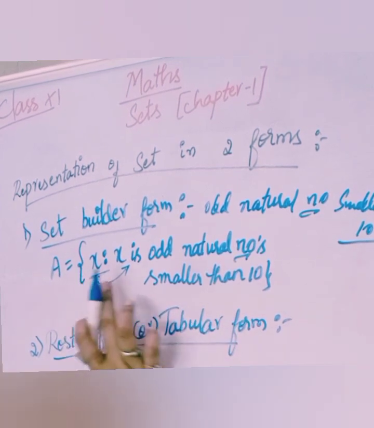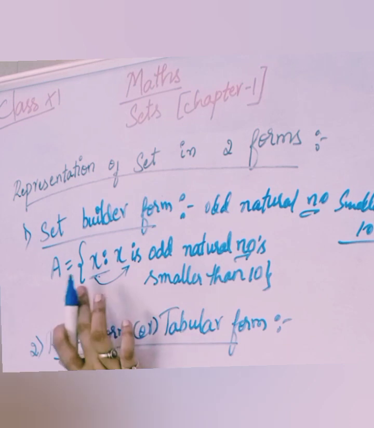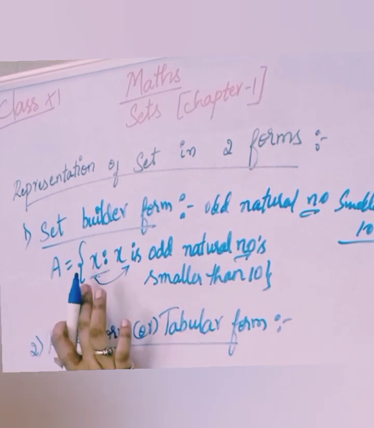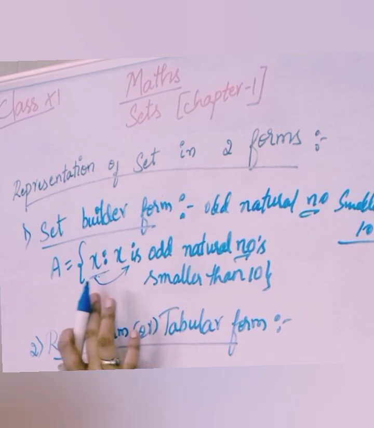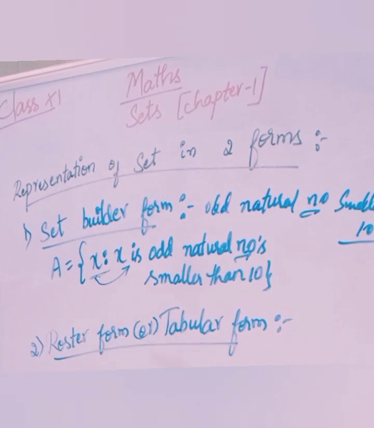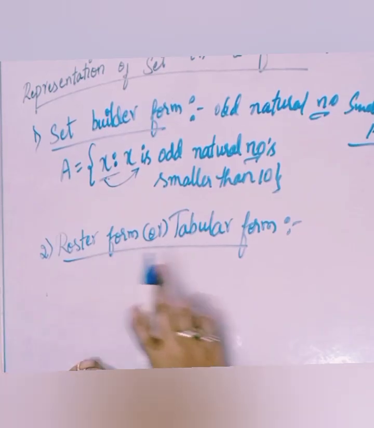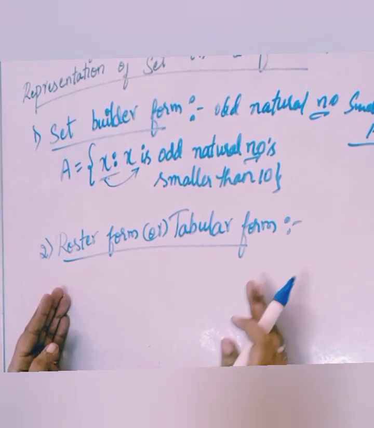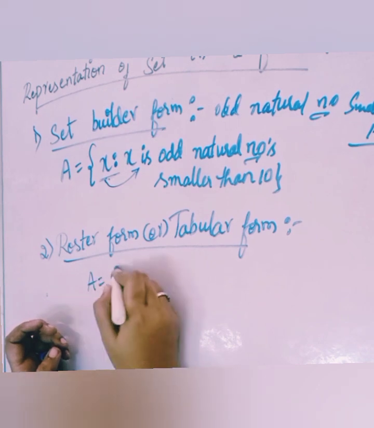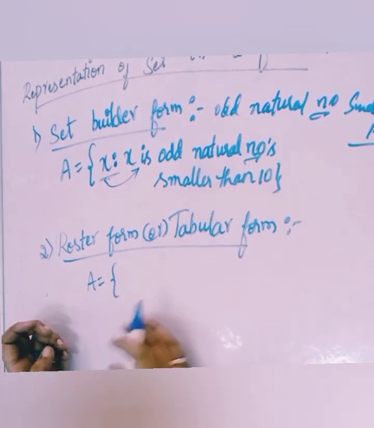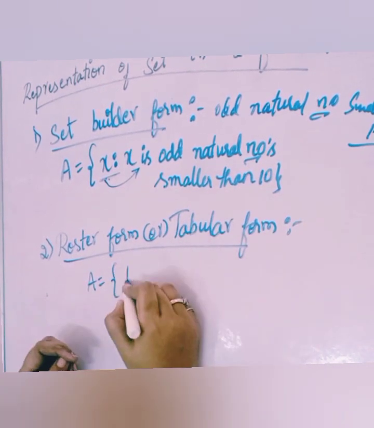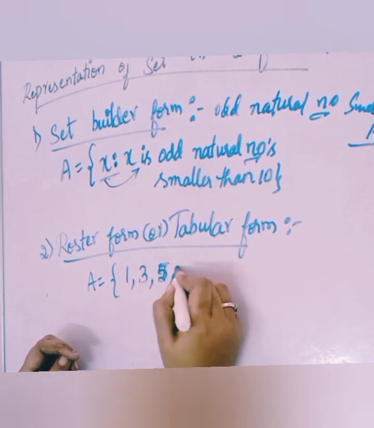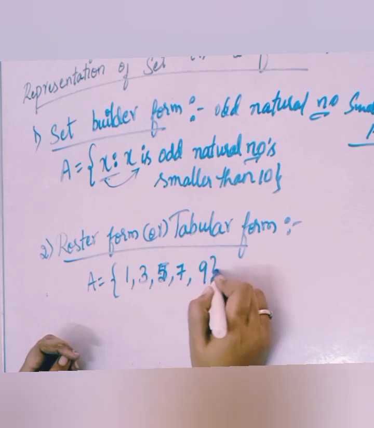That means whatever numbers exist in between, that will be represented as x. You don't need to get confused. x means we are defining the x, whatever numbers will come. Now roster form. This is a set builder form. Now we will write the roster form for this. So we know what odd natural numbers exist that are smaller than 10. So what is that? 1, 3, 5, 7, 9.